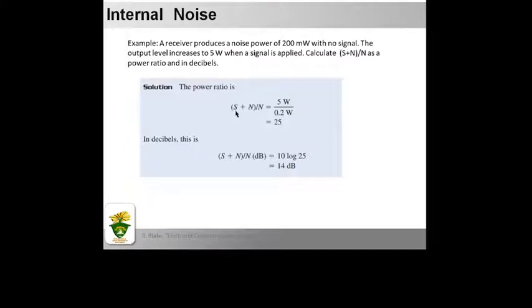Given that the output, composed of the signal plus the noise, is equal to 5 watts, and the noise itself is 200 milliwatts, so 5 over 0.2, we have 25. Then in decibels, this is just 10 log of that ratio. Review your logarithmic properties. Calculating in dB, 10 log of the ratio, we have 14 dB.